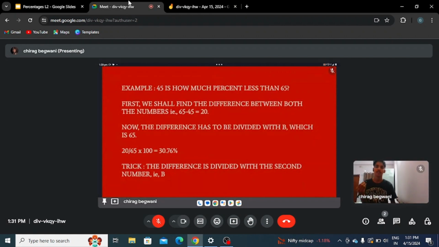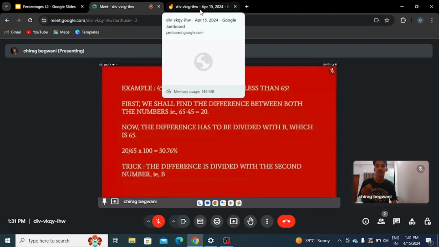You will get an answer in negative, but no issues, you still get the same 30.76%. Whether you do it as 65 minus 45 or 45 minus 65, whenever there's percent less, you will always get a negative answer.